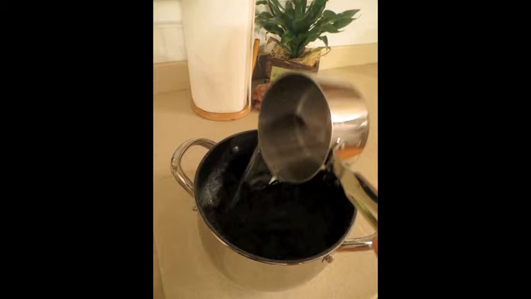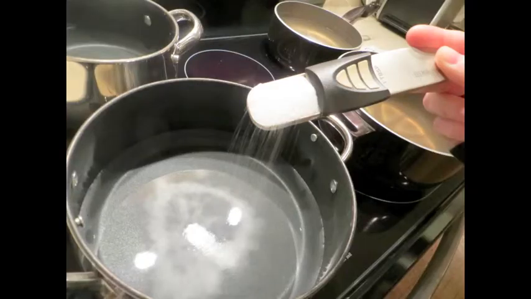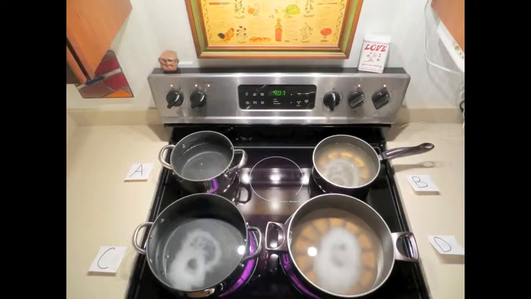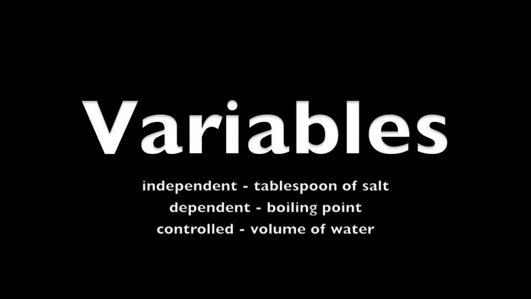Fill pot A, B, C, and D with 6 cups of water. Add 1 tablespoon of salt to pot B, add 2 tablespoons of salt to pot C, and add 3 tablespoons of salt to pot D. Turn all 4 burners on high. When water begins to boil in each pot, measure the temperature of pot A, B, C, and D, and record data. The experimental variables are as follows.